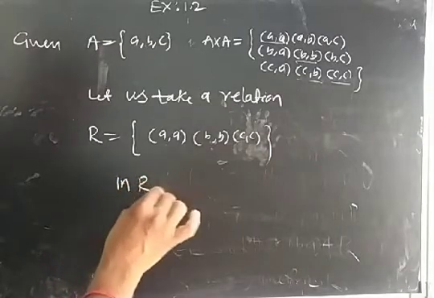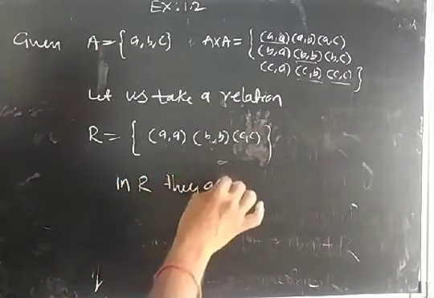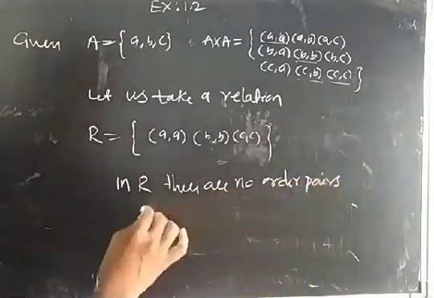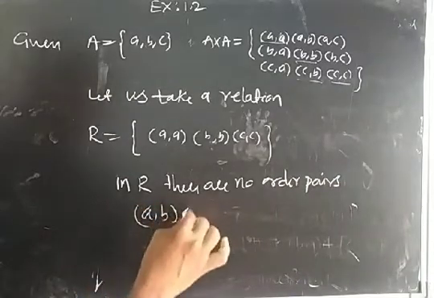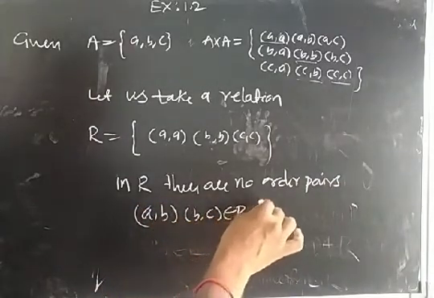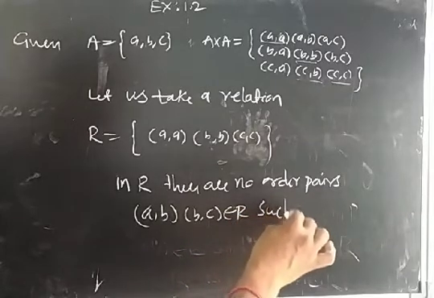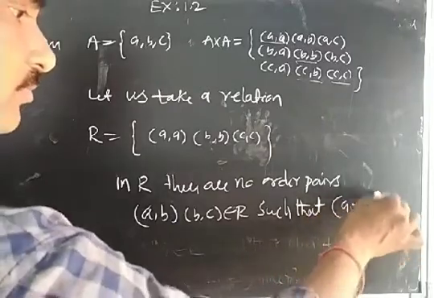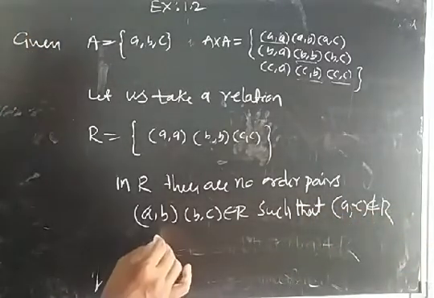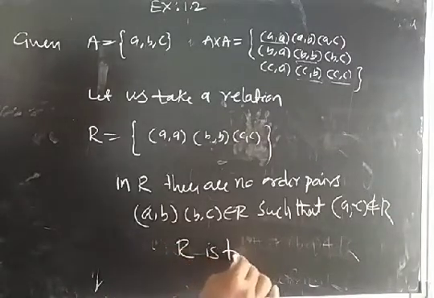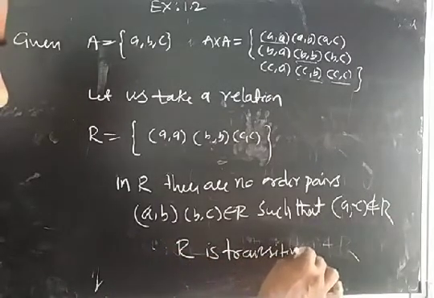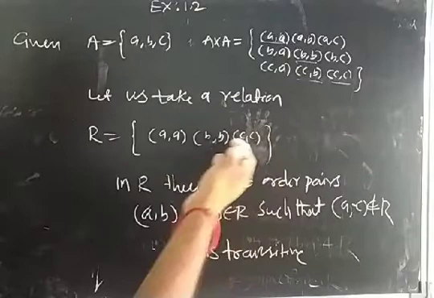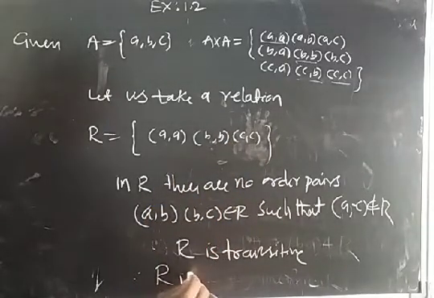In R, there are no ordered pairs (A, B), (B, C) belonging to R such that (A, C) does not belong to R. Therefore, R is transitive. Now here I have taken only 3 ordered pairs, and we got that R is an equivalence relation.